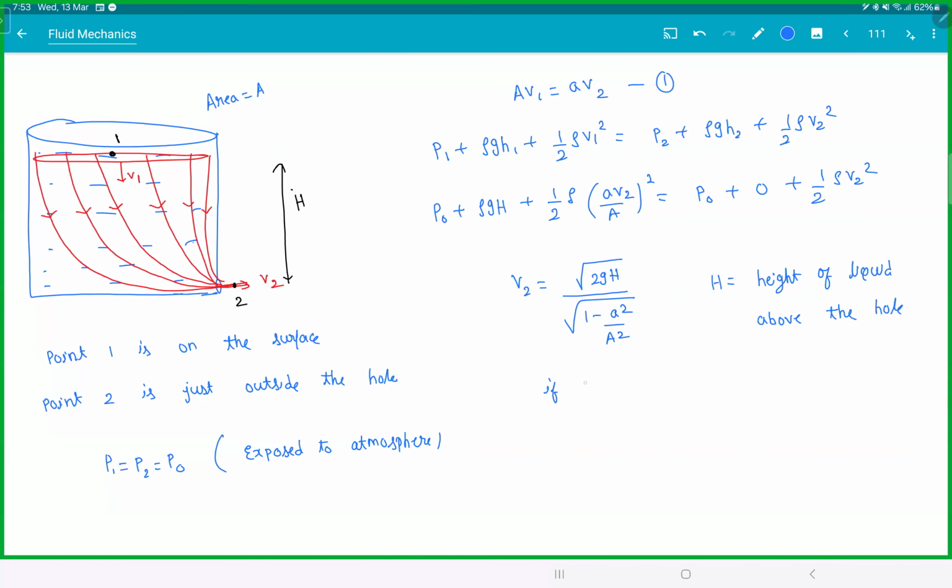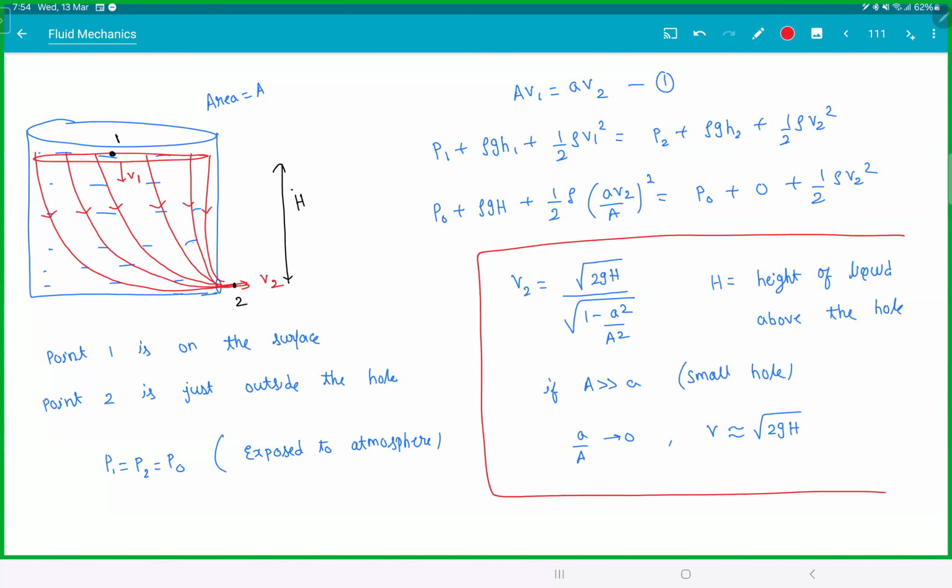Now, if the hole is very small, then the term A by A will tend to 0. Then the velocity will become approximately root 2gh, as if it is freely falling. So use the formula root 2gh only when they mention that the hole is small. If they don't mention it and they're giving you the areas, you have to use root 2gh times 1 minus a square by A square.